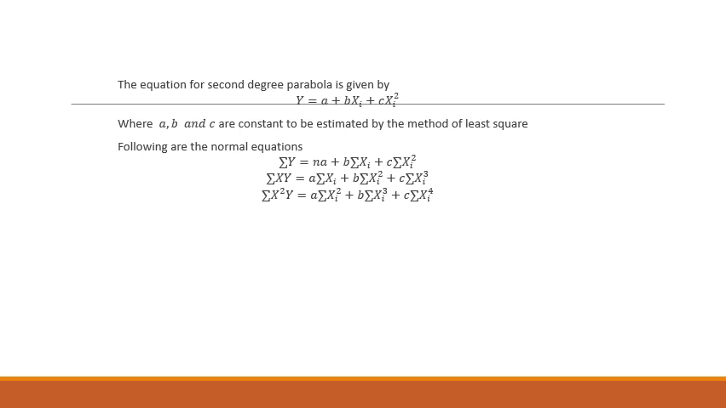Here I write the equation y is equal to a plus bx plus cx power 2. It is also called the second degree parabola. The second degree equation is also called the second degree polynomial, parabola, or quadratic equation, where a, b, and c are constants to be estimated by the method of least squares. The method of least squares was already discussed earlier.